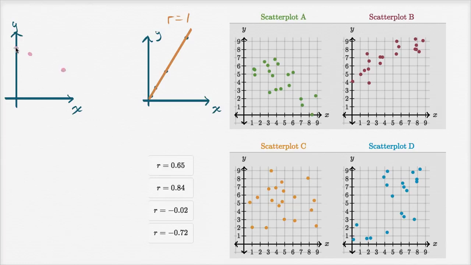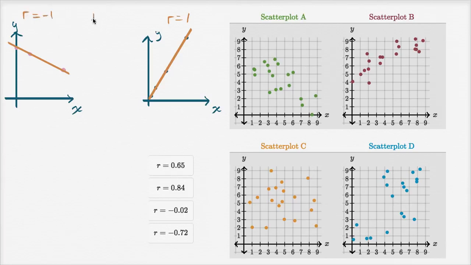So once again, as x increases, y decreases. So they're moving in opposite directions. But you can fit a line very easily to this. So the line would look something like this. So this would have an R of negative 1.